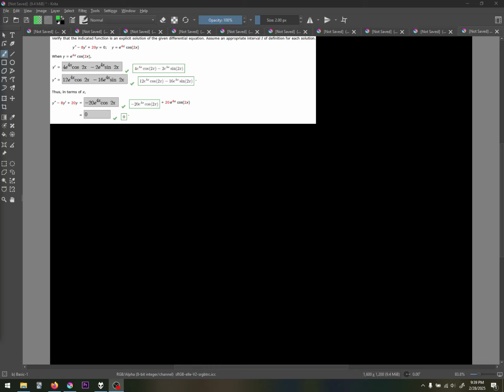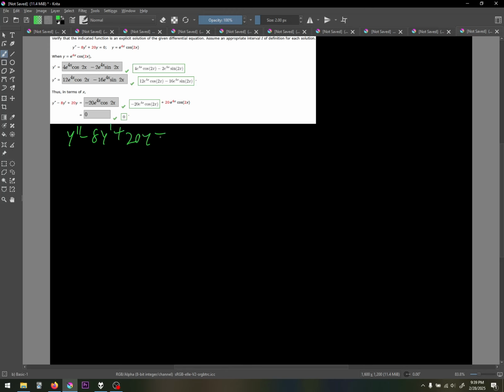Here we have our next doozy. y double prime minus 8y prime plus 20y equals 0. And our key is that y equals e to the 4x cosine of 2x. Okay, so y prime is going to equal, well, we're going to have to do our product rule.